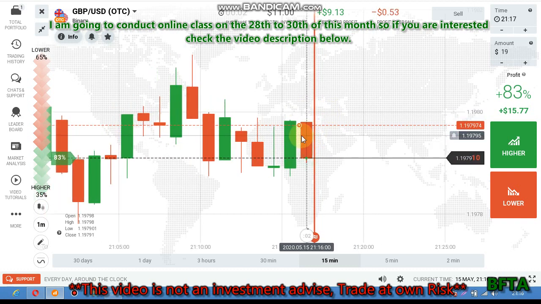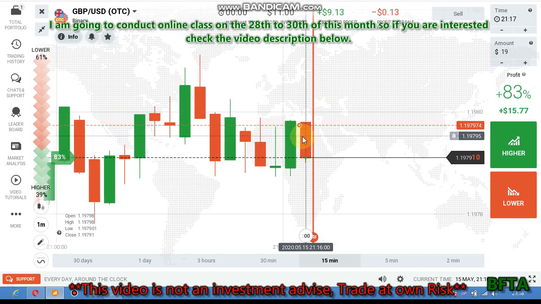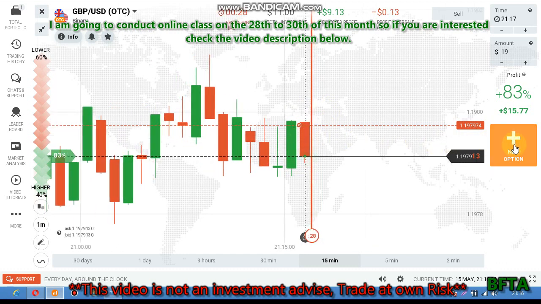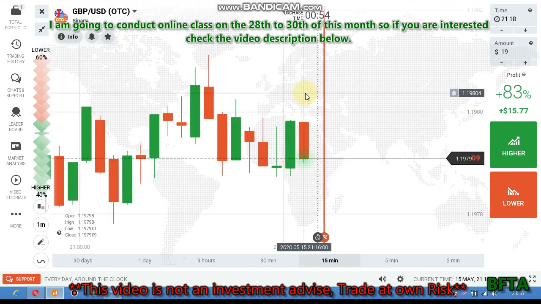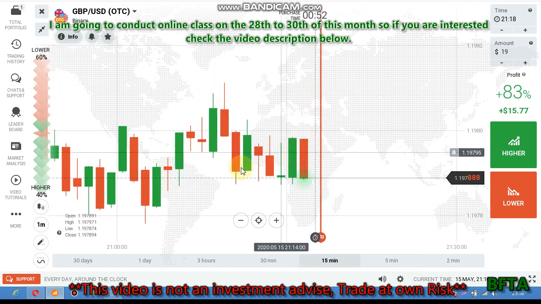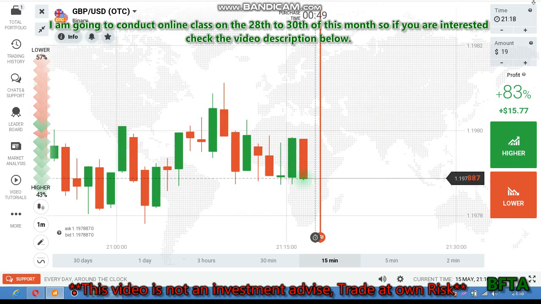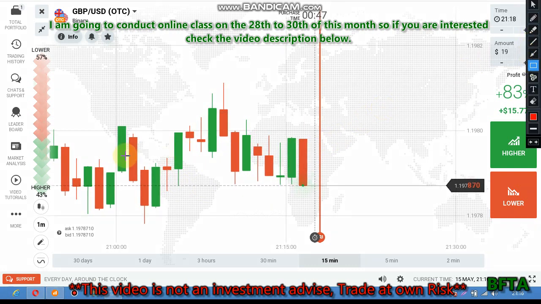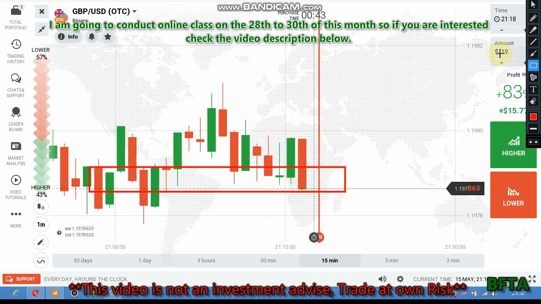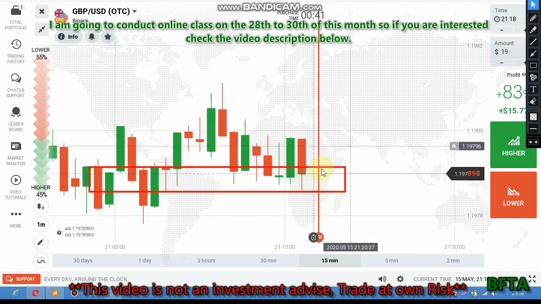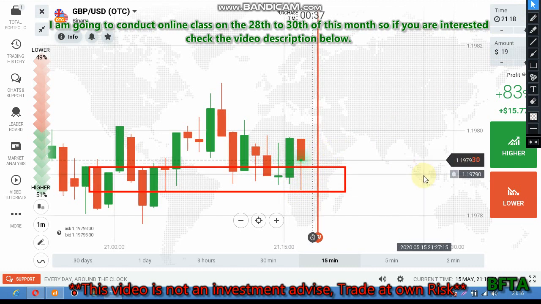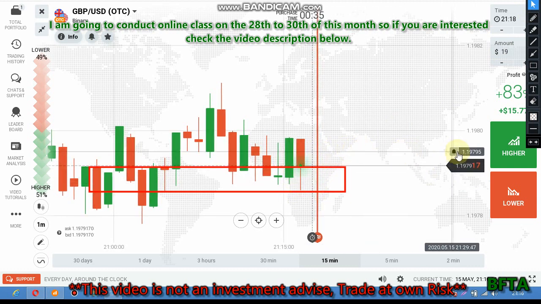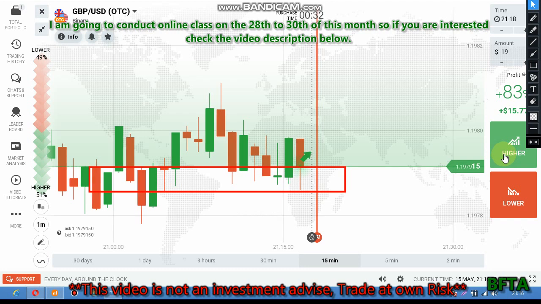The sellers entered. So I will take for compound trading. We know that the buyers are here. So this is buyer's level. We can also see some rejection from buyers. A strong rejection. So let's see how the candle will close.